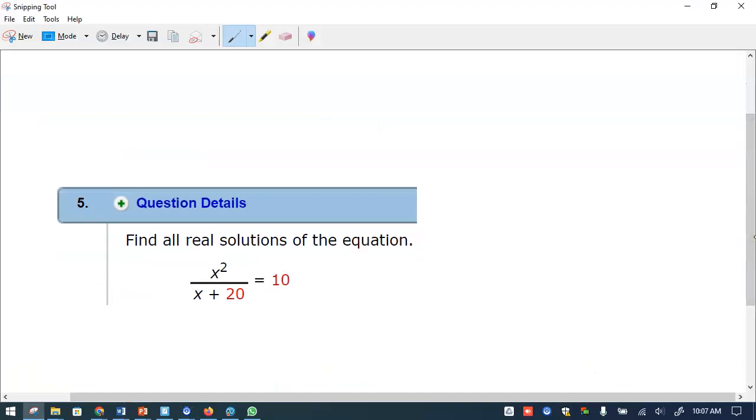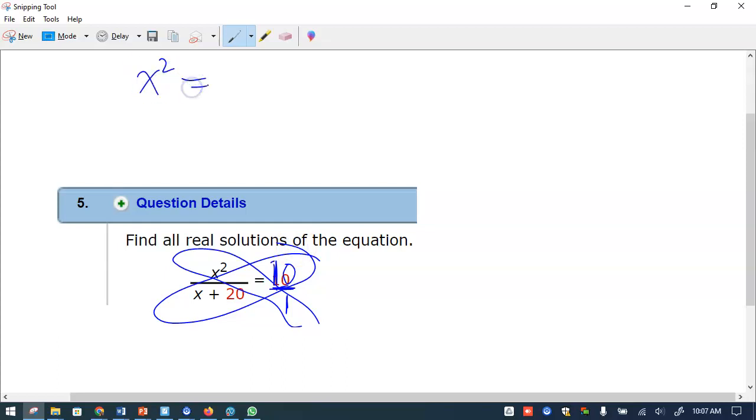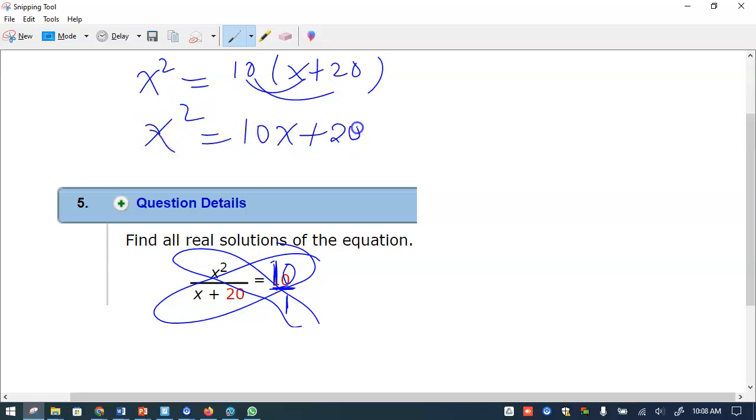Question number 5, you can use the same trick that I use: there is a 10 right here, which means it is 10 over 1. So you just have to use the cross product. x squared will remain, and 10 times this, or you can write one more step: 10 times (x plus 20), then use the distributive property, and you get 10x plus 200.